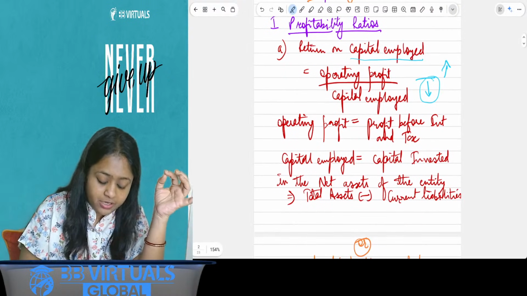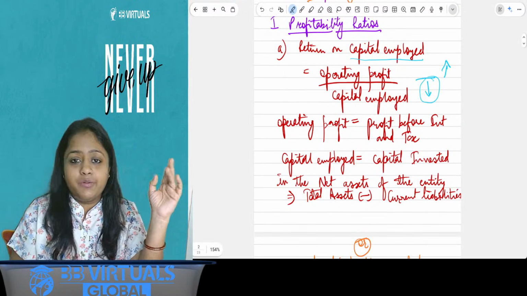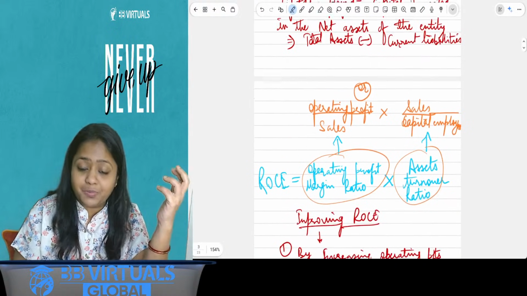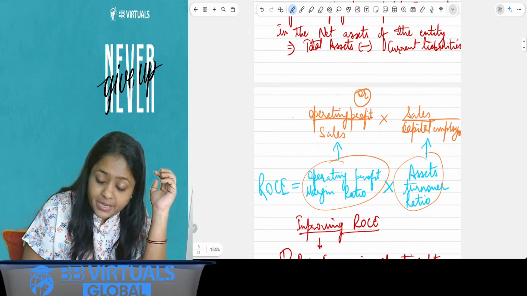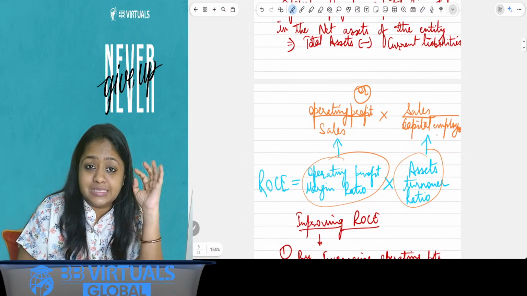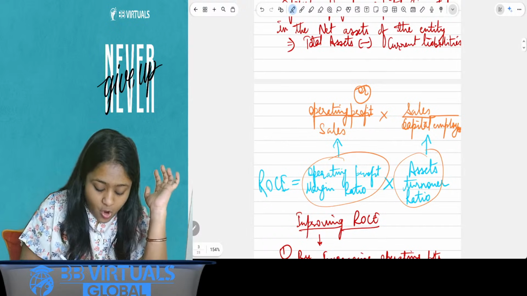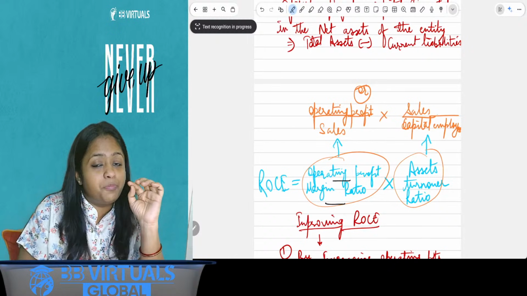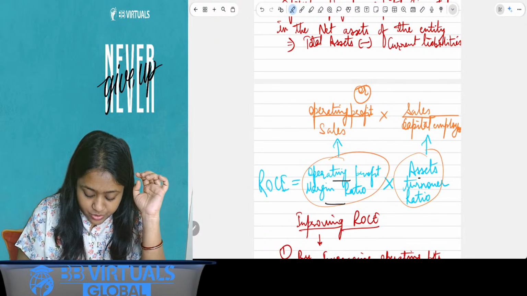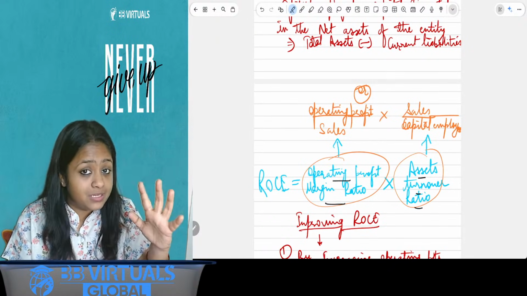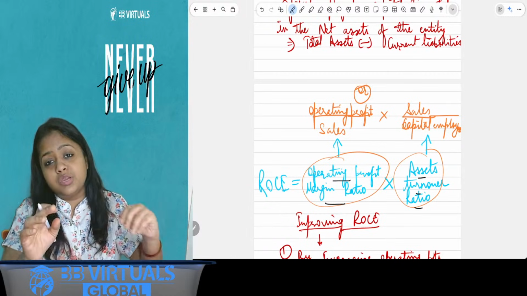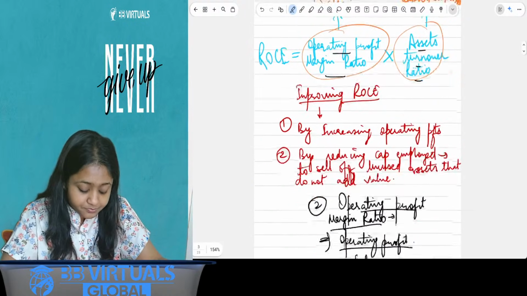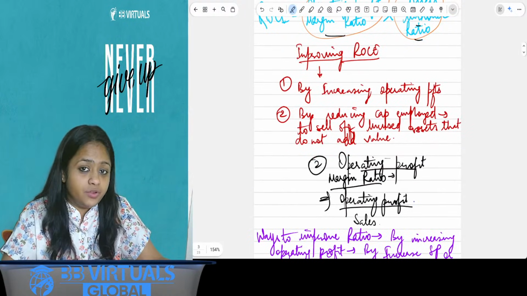You can calculate return on capital employed just like we did return on investment. Another way of doing the return on capital employed is by use of this formula, which is operating profit by sales multiplied by sales upon capital employed. Operating profit by sales is the operating profit margin ratio, and sales upon capital employed is the asset turnover ratio. So these are also profitability ratios, but the combination of these you can also use to calculate the return on capital employed. Done? Now, how can we improve the return on capital employed?